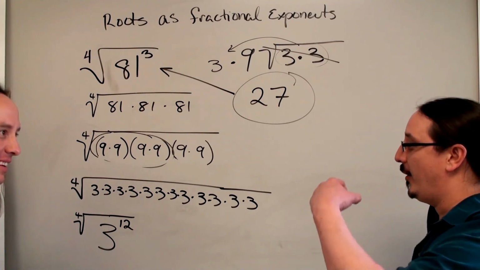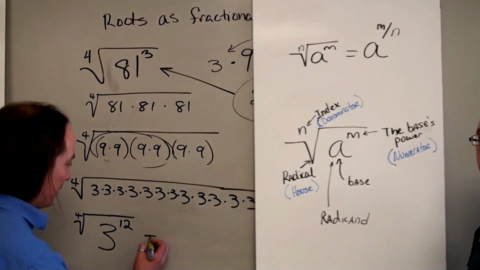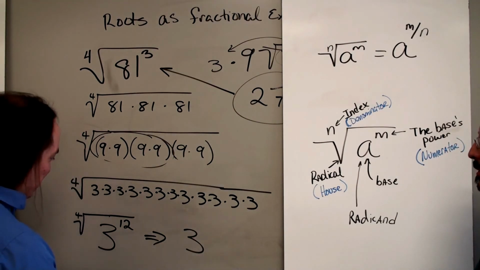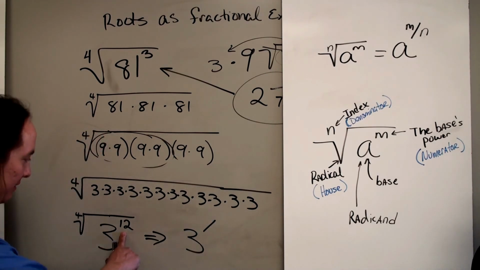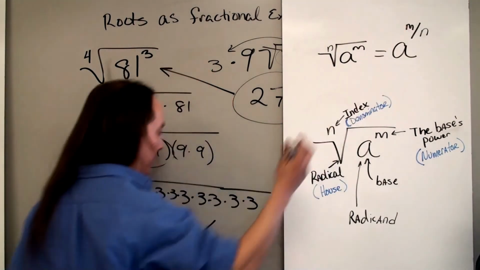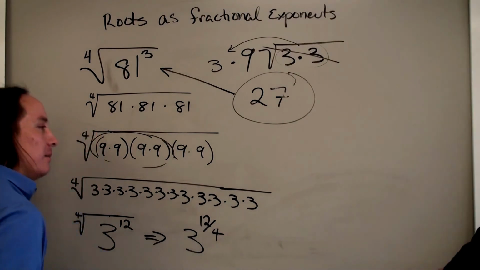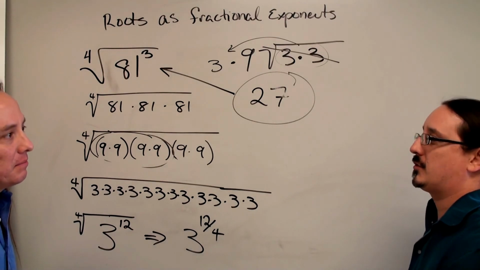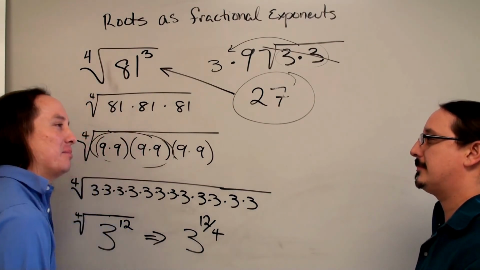Now, as a fraction, my base I'm going to keep the same, and I'm going to have a fraction in the exponent. This exponent is the numerator, so the 12 goes up here and the 4 goes down here. Now we have that improper fraction again, and 4 will go into 12 evenly, 3 times. So we're left with 3 to the third, or 27.